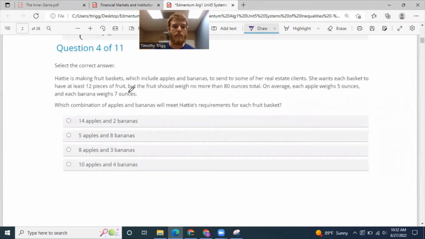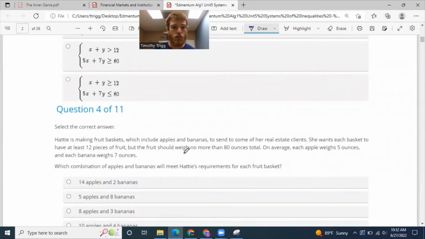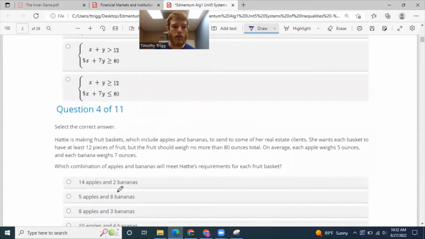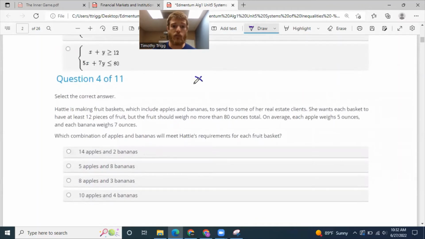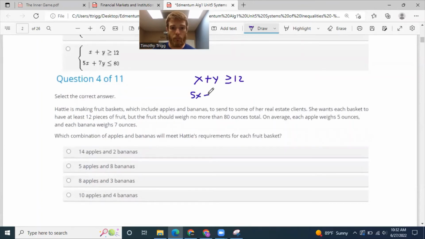Okay, this is the same situation, I guess. Haiti is making fruit baskets, apples, bananas. In this case, it's the same situation, right? So we're going to use the same system here, and we're going to see which of these coordinate points would be a solution set for this system. x plus y greater than or equal to 12, and then 5x plus 8y, or sorry, 7y needs to be less than or equal to 80.